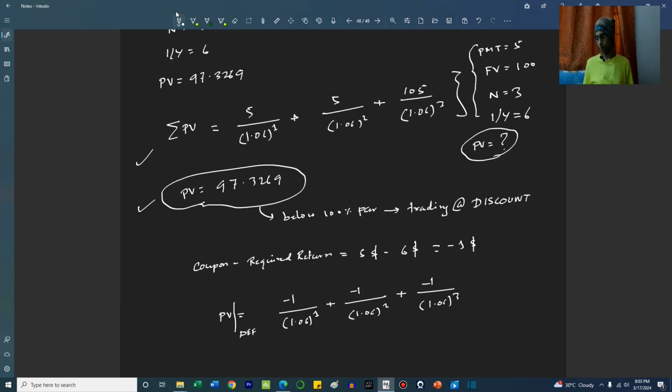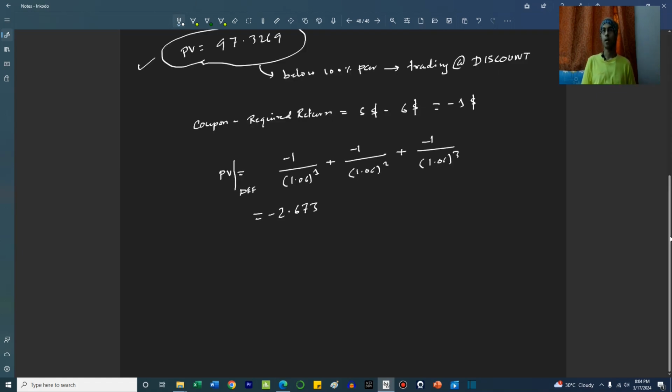Let us do that. Minus 1 is the PMT. Maturity is 3 years. Yield or required return is 6. Future value is 0. We just need to find out the present value. This comes to be 2.673. There will be a negative sign.